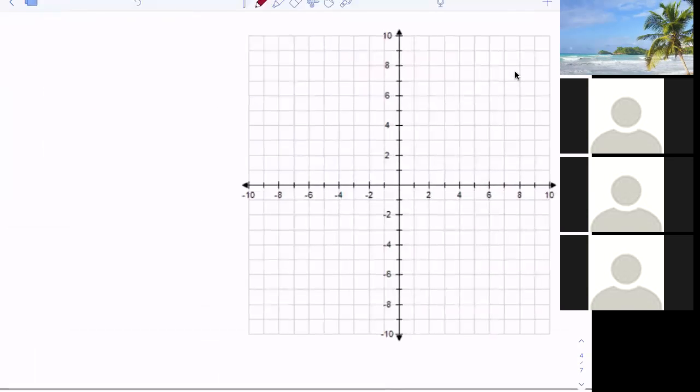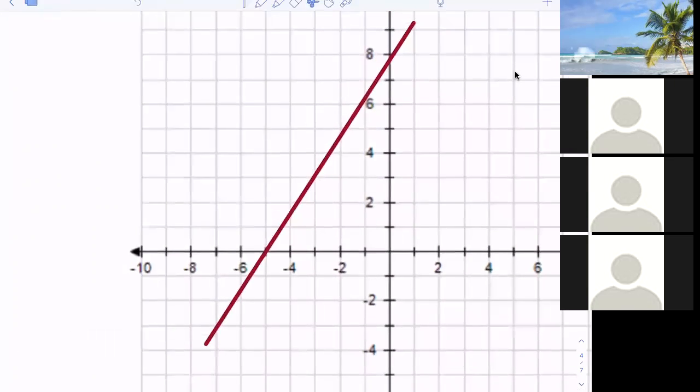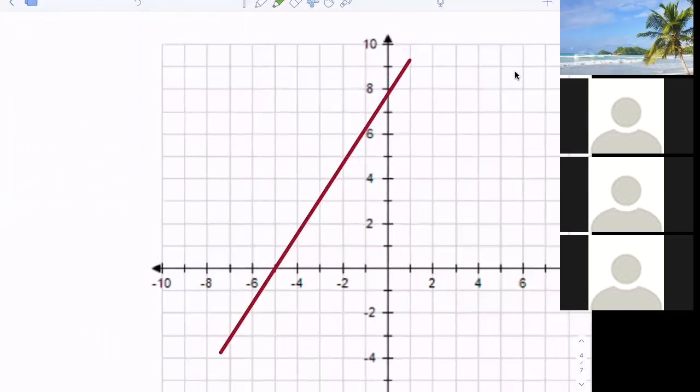Now I'm going to draw a line. Here I go. I want you to tell me, just by looking, this right here is called the y-intercept. So the y-intercept there is 8. Does everybody agree with that?